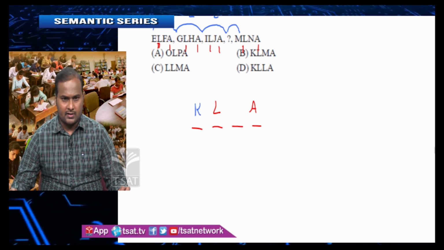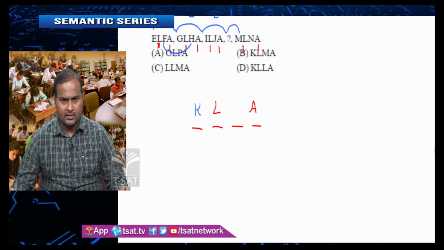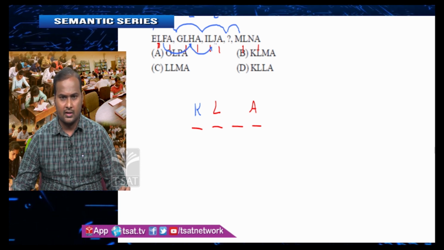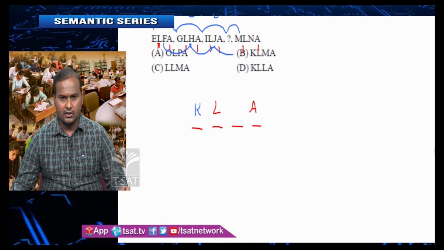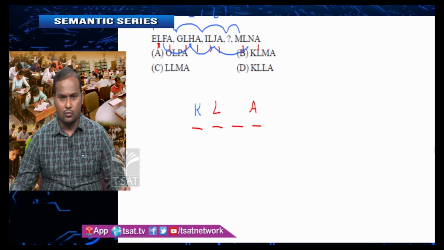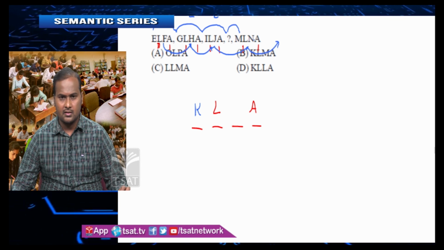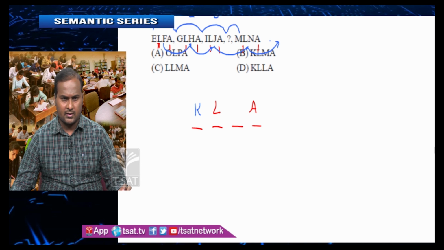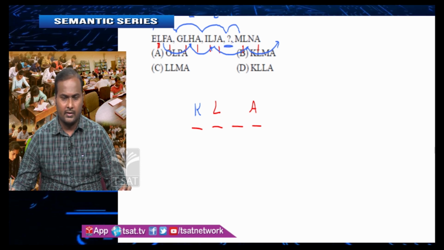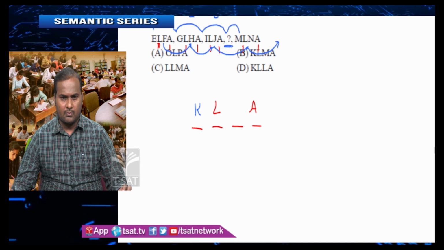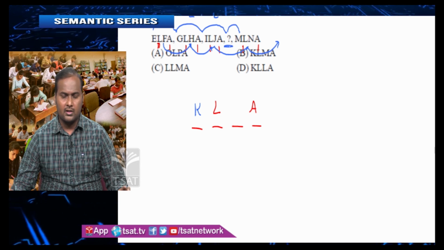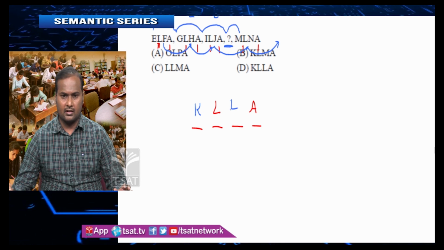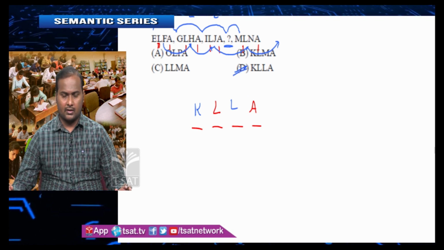Now we will see the next series. Here it is F, H. F to H is increasing by 2, H to J also increasing by 2. Again J to N is also increasing by 2. So what is the next increase? Sorry, here we need to find out the answer. J, J plus 2: J is 10, plus 2 is 12. So your answer is L. So your answer is K, L, L, A. So your answer is option D.